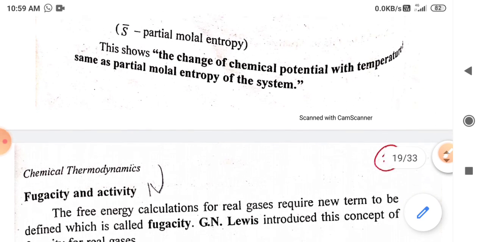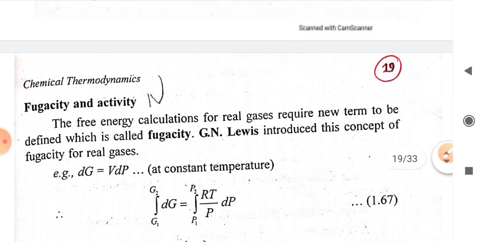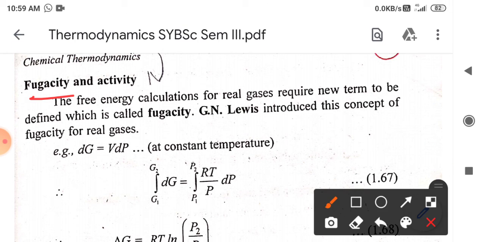So from the next lecture onwards we will start with a new concept, that is the fugacity and the activity for gaseous mixtures, or for real gases.